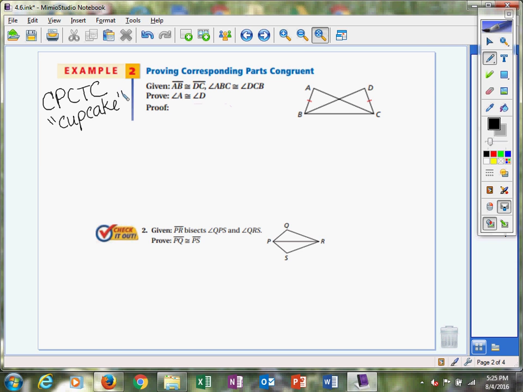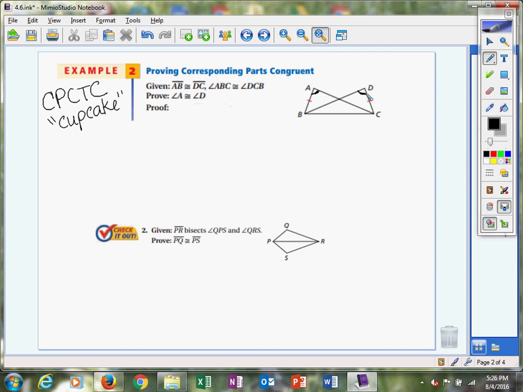So in example 2, we're going to change gears just a little bit. This time we're going to do a flow chart, okay? They've given us some information, and we'll doctor it up in just a second. They want us to prove that angles A and D are congruent.